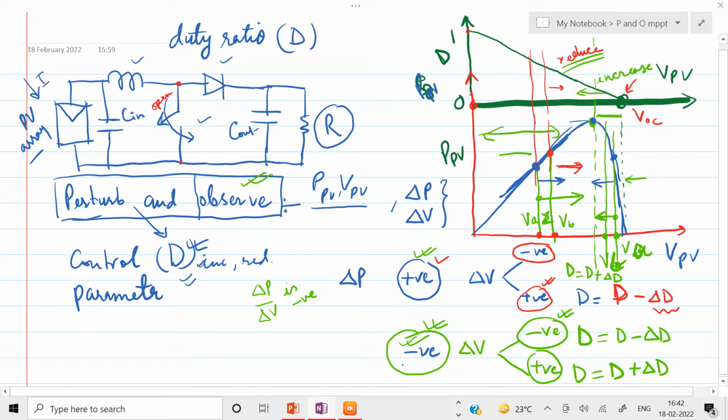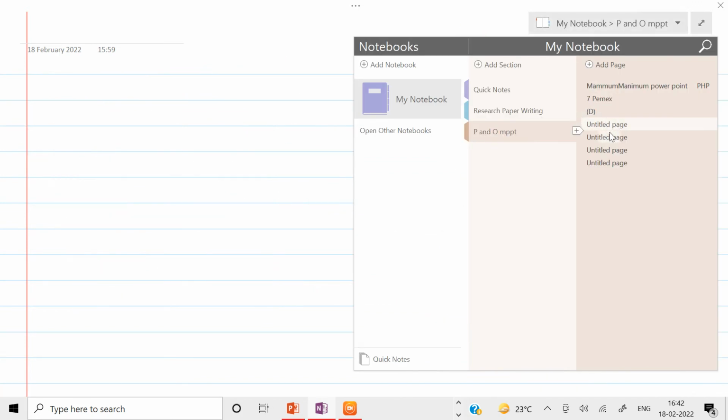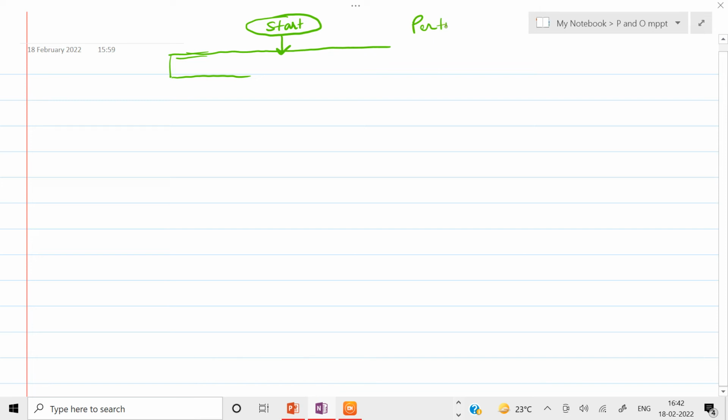So this is the logic of how to implement the perturb and observe method. And now let me draw a flow chart, and then things would be more clear. So I will start. This is the start button. Then we move, and the next step would be to initialize. So I'm trying to draw the flow chart for the perturb and observe method in MPPT in a solar PV system.